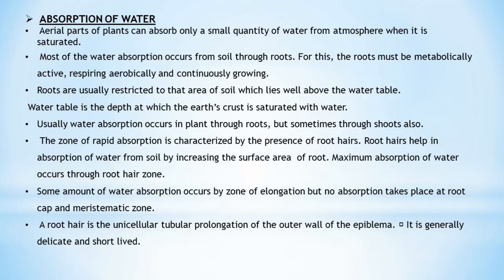Some amount of water absorption occurs by the zone of elongation, but no absorption takes place by the root cap and meristematic zone. We have discussed the root tip, from the root tip to the zone of elongation, with meristematic cells, vascular tissues and many other cells present. There is no water absorption by the root cap, but it takes place by the zone of elongation. A root hair is the unicellular tubular prolongation of the outer wall of the epiblema. It is generally delicate and short-lived.